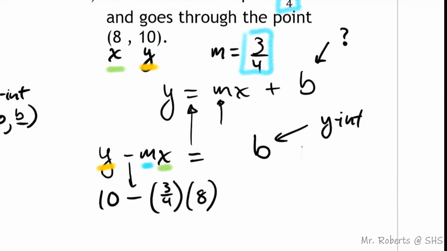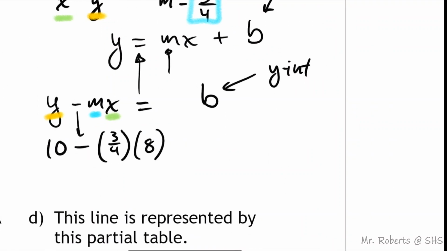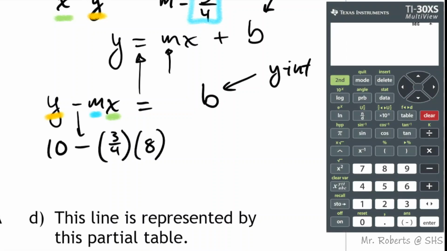8. If you're unsure about arithmetic, right? There's no reason to not do this, right? Go ahead and use your calculator. I know 8 divided by 4 is 2, times 3 is 6. This is 10 minus 6. It's going to be 4. But if you're not sure, just run this through your calculator. So 10 minus, and I'll just grab 3/4. There it is, 3/4. And I'm going to multiply that times 8. 10 minus 3/4 times 8 is 10 minus 6, which is 4.